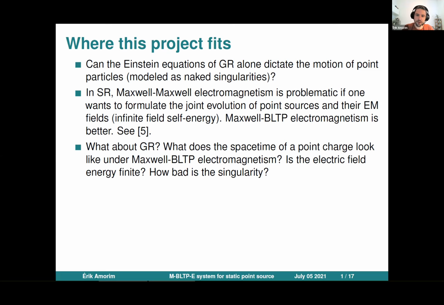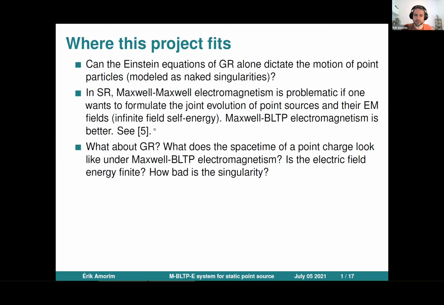But for alternative theories of electromagnetism, and the one that I'm going to talk about is the Maxwell-Born-Infeld-Podolsky, sorry, Bopp-Landé-Thomas-Podolsky, this can be done, given certain restrictions. This will be my reference number 5 later, by Michael and Shadi.